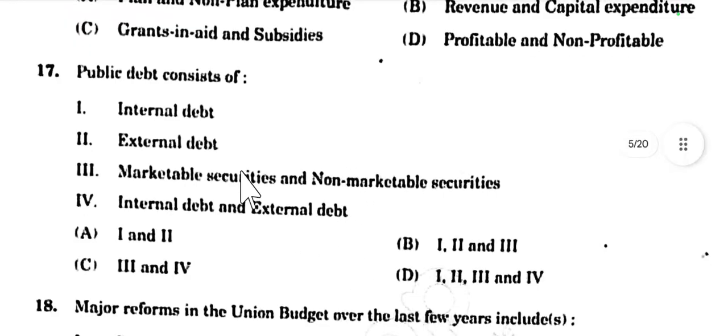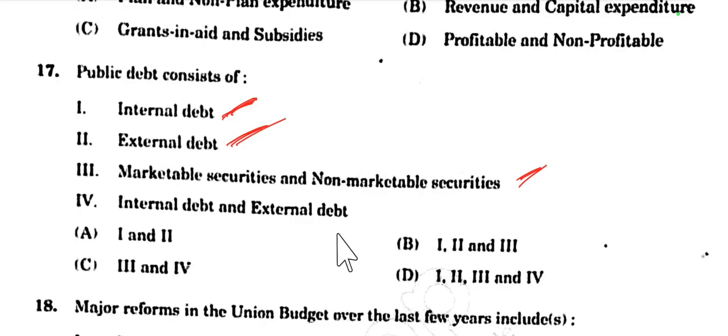Then question number 17. Public debt consists of internal debt and external debt. Yes, public debt may be internal or from external sources like IMF, World Bank. Then marketable securities and non-marketable securities. Yes.